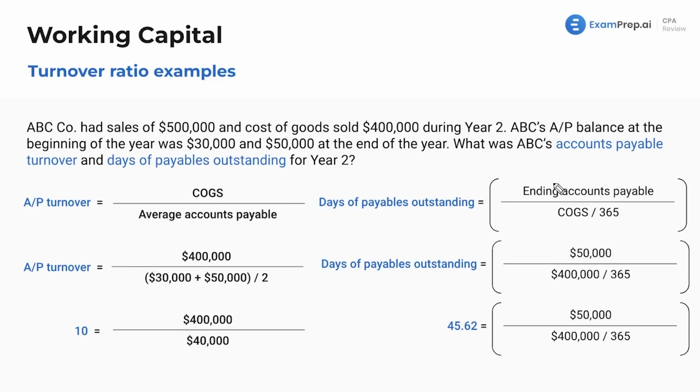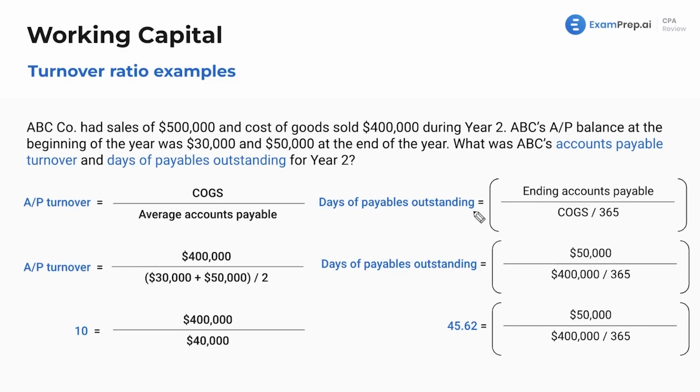Here are our formulas written out, and you just simply plug and chug from what's stated in the question. Well, COGS, cost of goods sold, here's 400, plug it in. Then average payable, it's a simple average. We just do the beginning of the year of 30, end of year of 50, divide those by 2, right? That gets us 400 divided by 40, giving us an AP turnover of 10. Pretty straightforward, right? Nice, nice there.